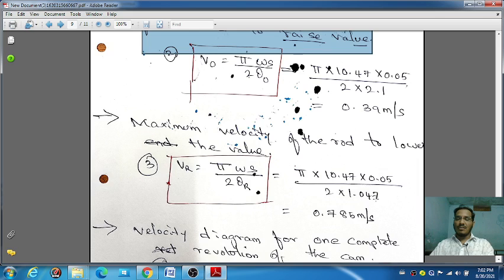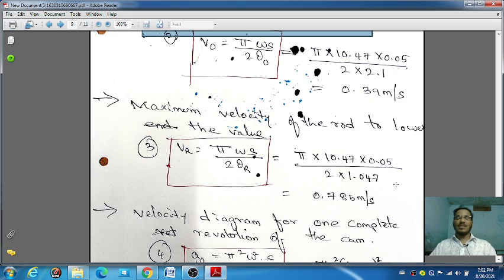Okay, in terms of conversion of radians, pi by 180, I already told you while I was starting the problem how we are converting the value. Okay, then next put all these values in the calculator and you will get this value. Okay, this is your maximum velocity at the lower end.